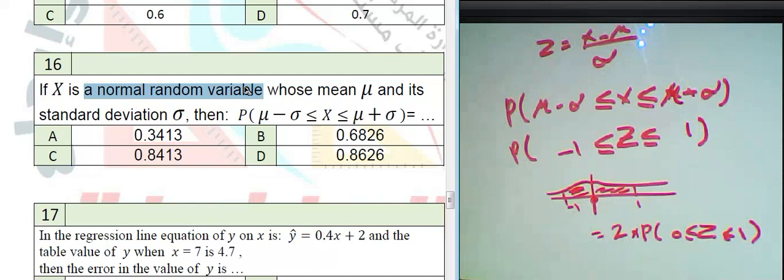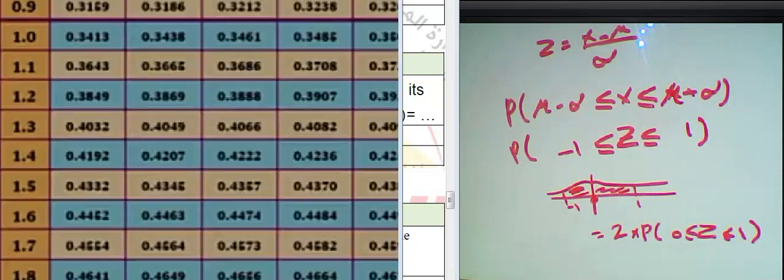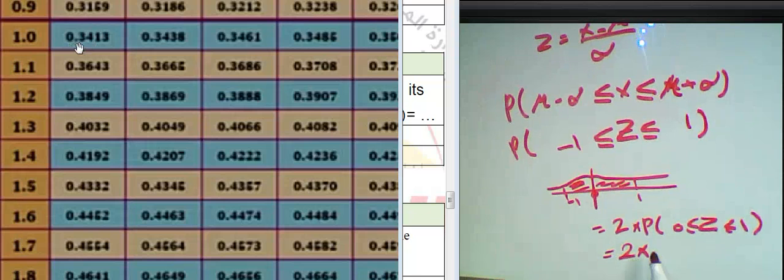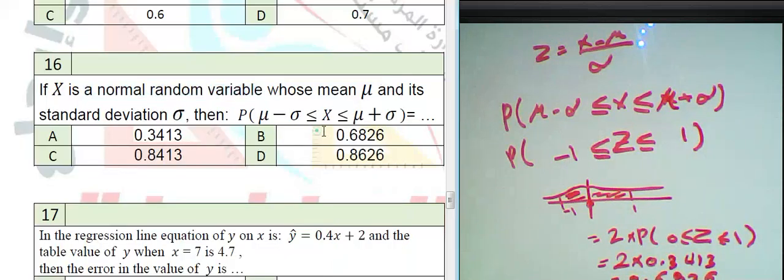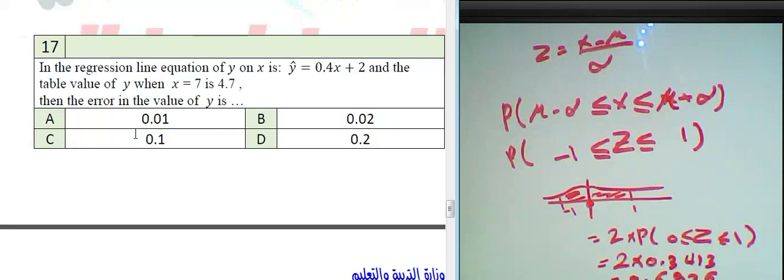They are equivalent, okay? Look at the table here. 1.00 will be 0.3413. That will be 2 multiplied by the area here, 0.3413, it will be 0.6826. Okay, we must choose what? Choose letter B for question 16. Question 17 here.